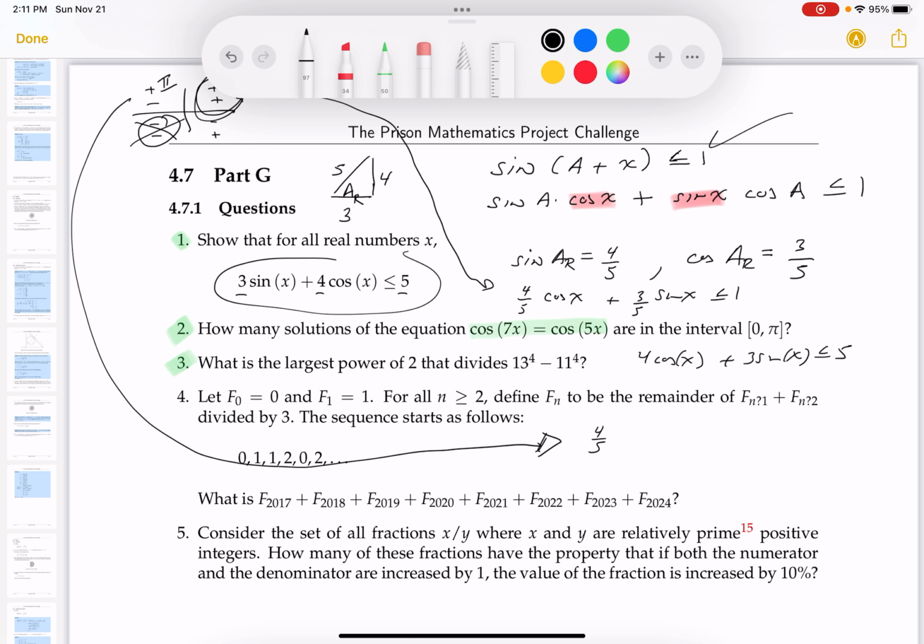And then they got cosine of x. And then the cosine of A would be negative in that quadrant. So that would be -4. I'm sorry, not -4. It's -3, right? Sorry about that.